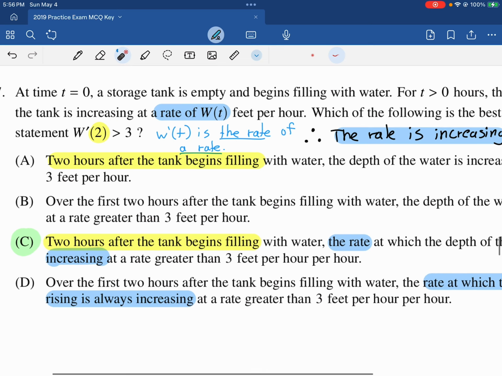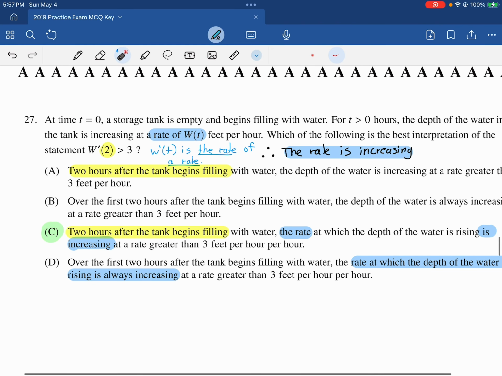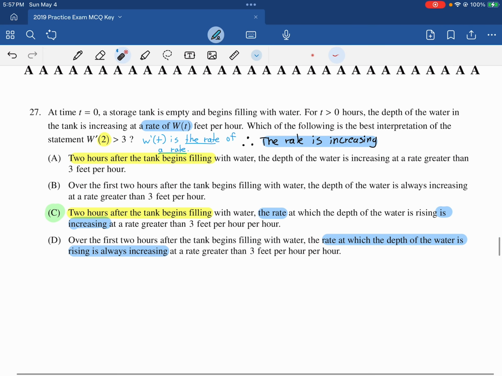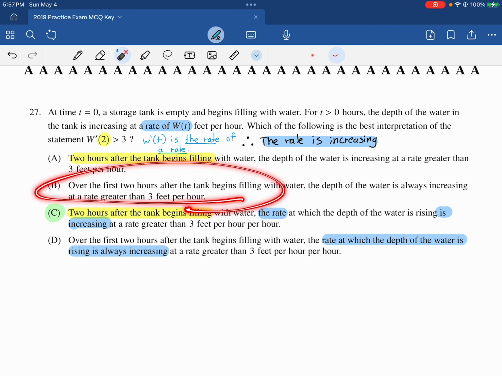I said, well, W is already a rate. W prime is the rate of a rate. So when I'm looking through this, I'm really looking for rate of a rate language. The 2 specifically says the time that something happens. B talks about over the first 2 hours. I'm looking for a very specific time, so I'm not picking B alongside D. They don't incorporate this 2 well.